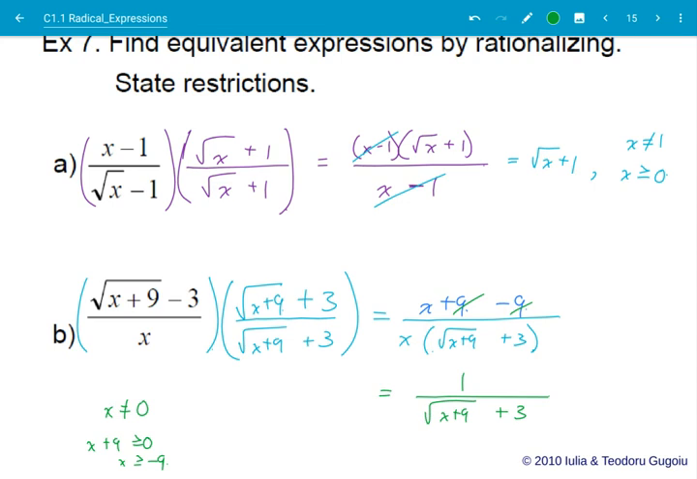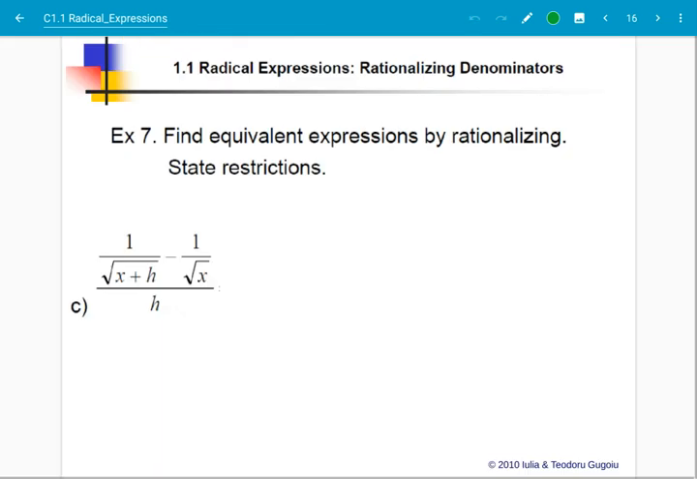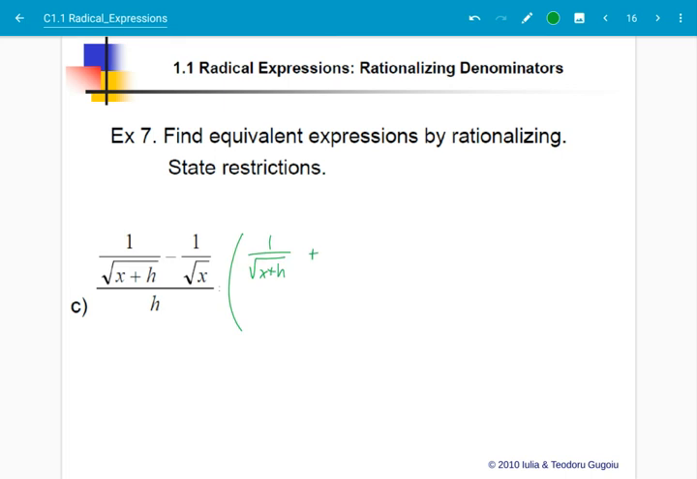Okay. All right. When you're ready, take a look at C. Now, this is by far the most intense one because it's not only a radical expression, but it's also rational in that it's 1 over the square root. So the conjugate here is 1 over the square root of x plus h plus 1 over the square root of x.